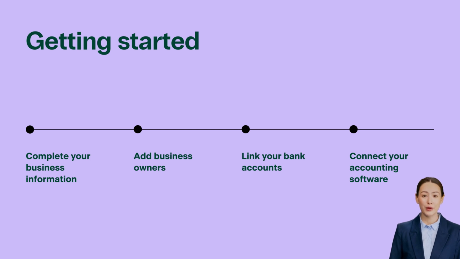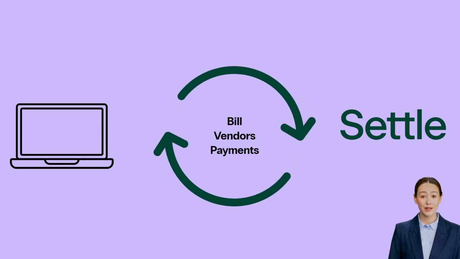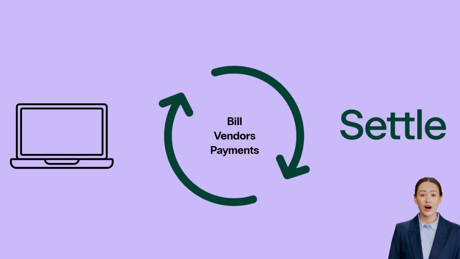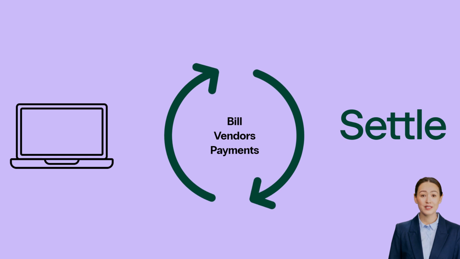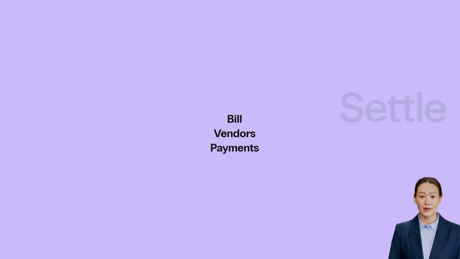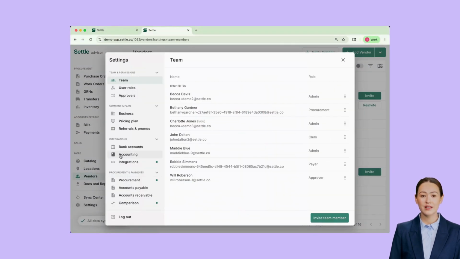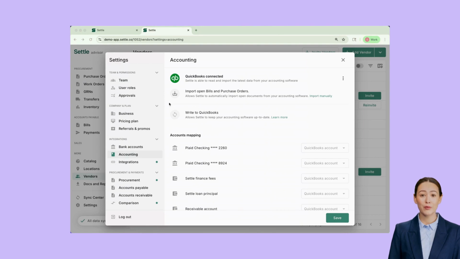On this last point, connecting your accounting platform ensures your data, like bills, payments, and vendors, are synced exactly between your systems. We'll walk you through how to do these workflows manually, but an integration automates that work. Taking the time to connect your accounting system now will keep your books accurate and your workflow moving forward. Once those steps have been completed, you're now ready to pay your bills.